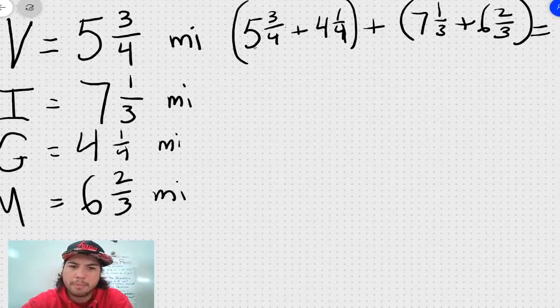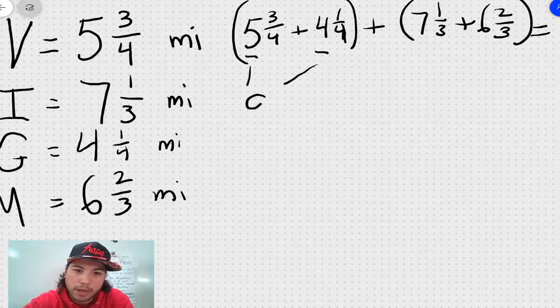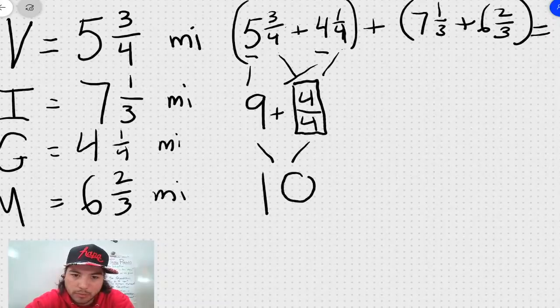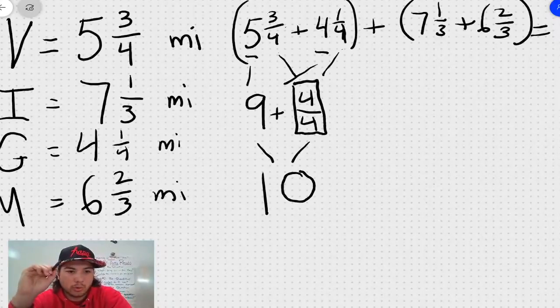I'm going to add my whole numbers first. So 5 plus 4 equals 9. And then 3/4 plus 1/4. 3 plus 1 is 4 fourths. Wait a minute. What do we have here? We've got an equivalent of 1. So really, this is just 9 plus 1, isn't it? Huh, we ended up with a whole number. Check that out. So we ended up with a total of 10 miles with Gia and Violet's totals added together.